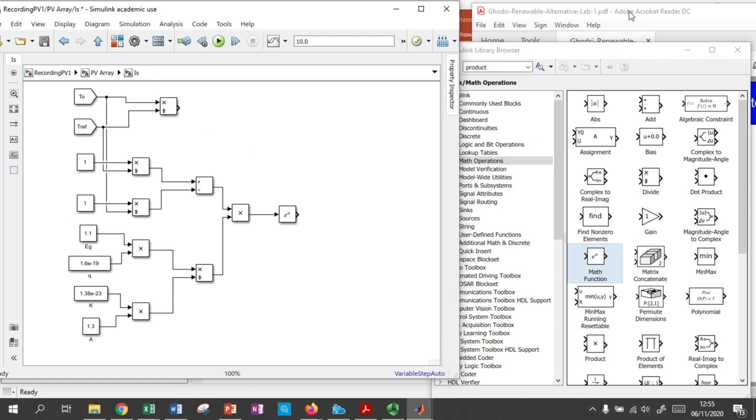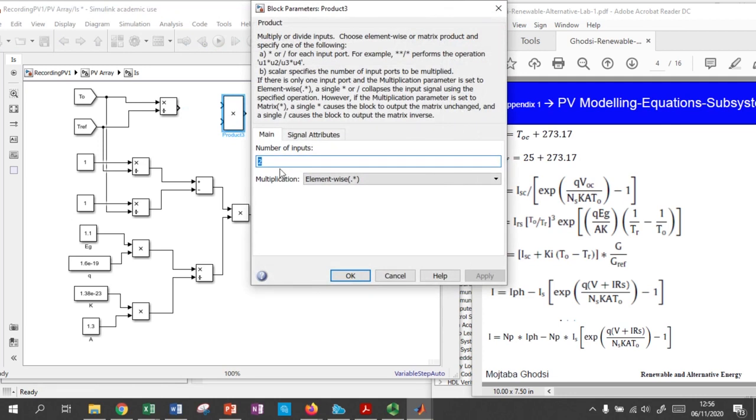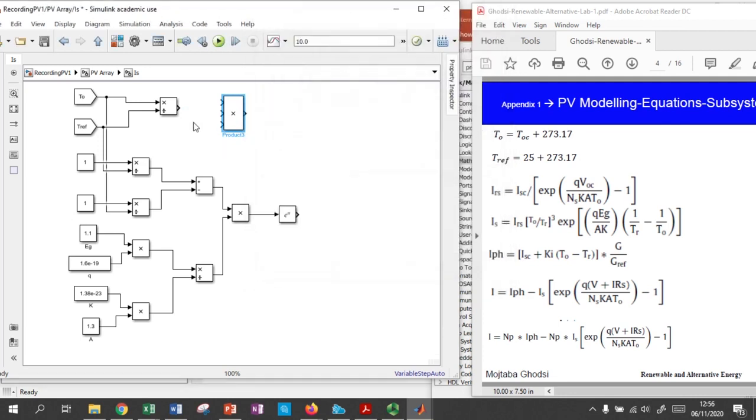Then what else do we need? We make this part. We make this exponential expression. The other one is IRS times TO over T. Okay, TO over T are here, but we should multiply it by 3. Then again, we use the product, Control C, in order to make a cube. In order to cube this one, I make this one as 3 inputs. Okay, then I will multiply these, and it's the third time that they multiply together.